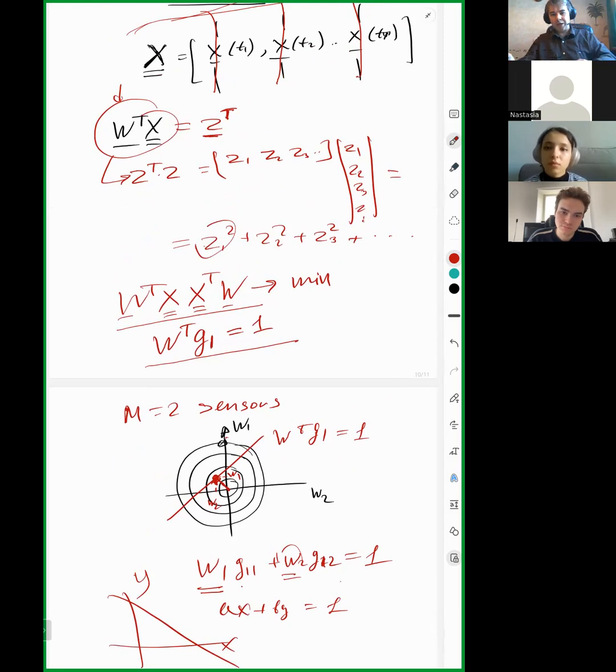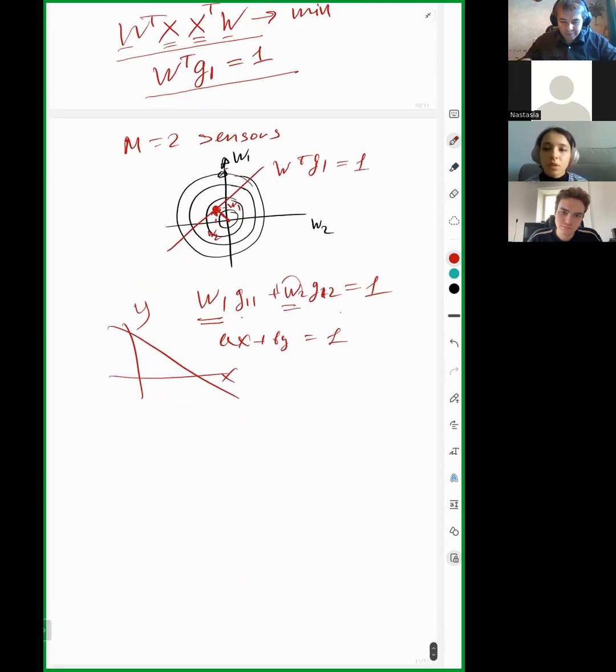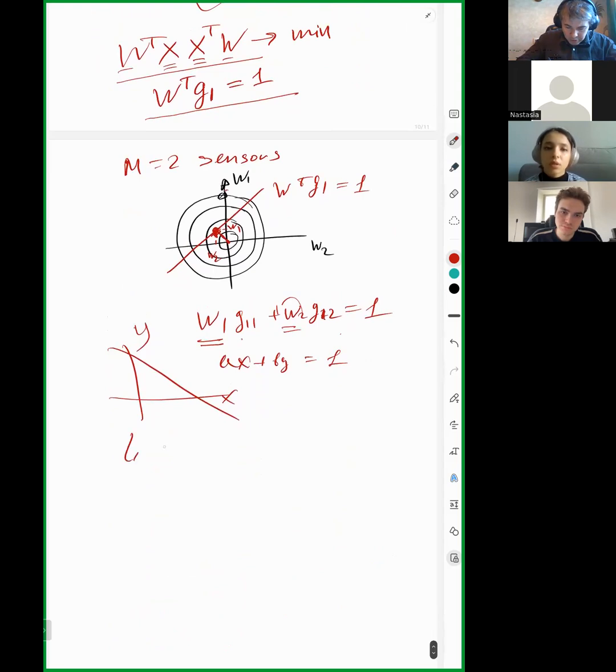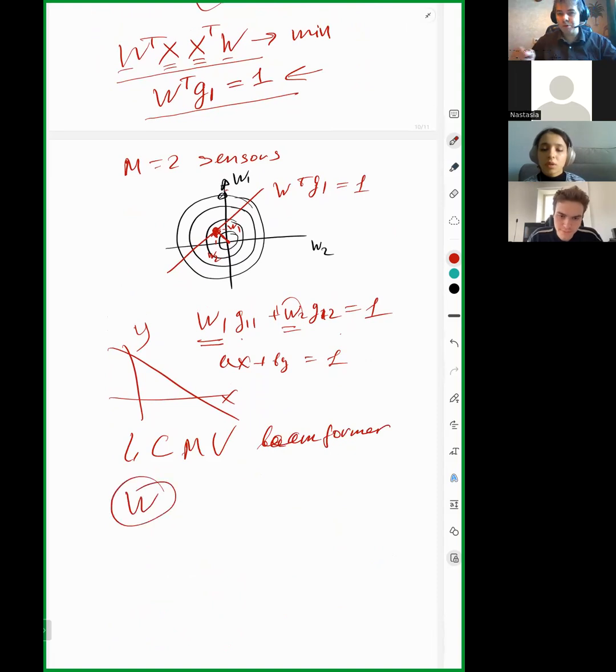Dispersion. That's why this is called the linearly constrained minimum variance beamformer, because this is a linear constraint. Why beamformer? Because W is your beam. It's a set of coefficients that forms the beam, which determines the direction at which you are sensitive.